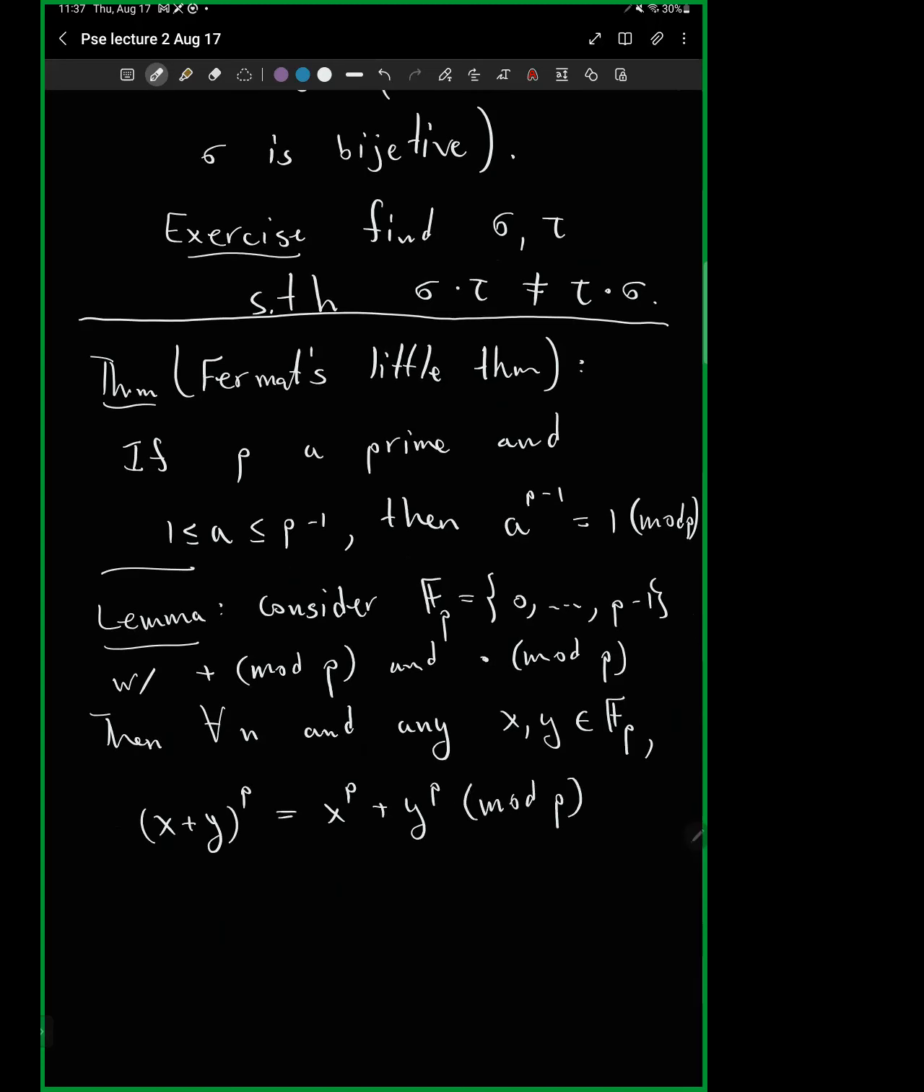Okay, this is like the heaven of equations for beginners. I mean, you don't have to worry about the brackets. You just raise each variable to the power of P.